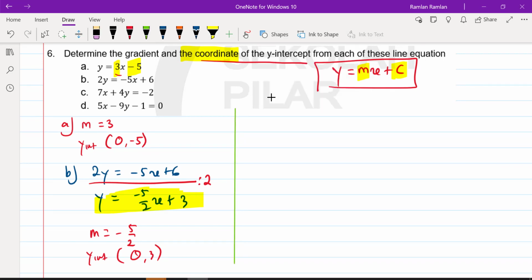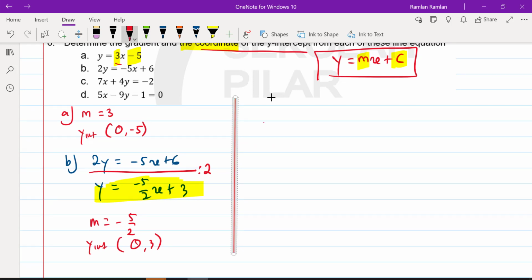Okay, and then we're gonna answer question C. So this one over here, right? I'm gonna rewrite that: 7x plus 4y equals -2. So again, this y here wants to be alone, right? So we need to get rid of this guy and this guy. So let's subtract 7x from both sides first. So I'll get just 4y equals -2 minus 7x.